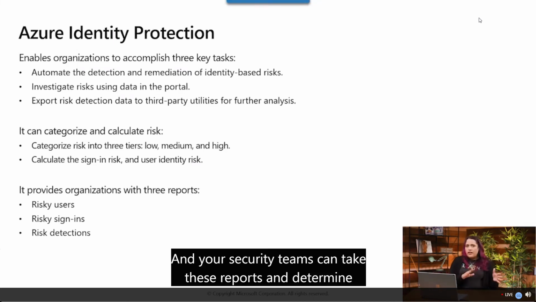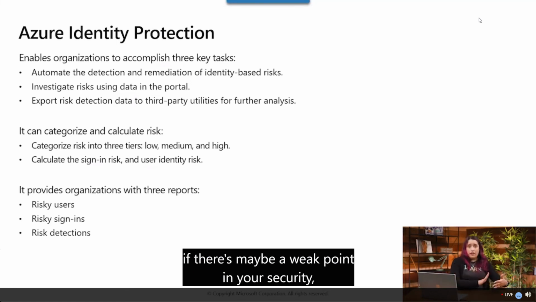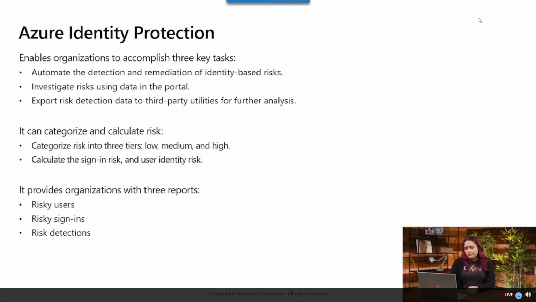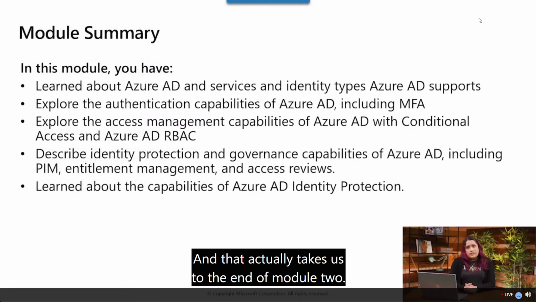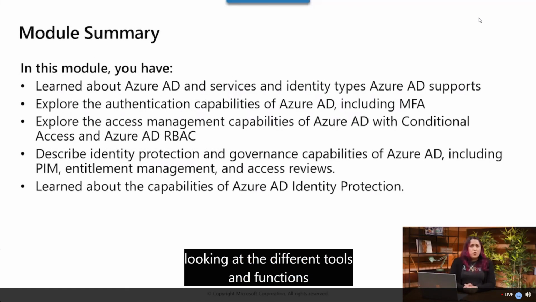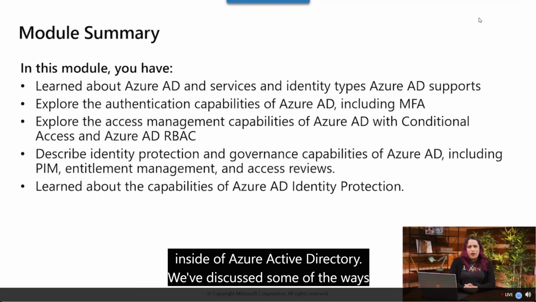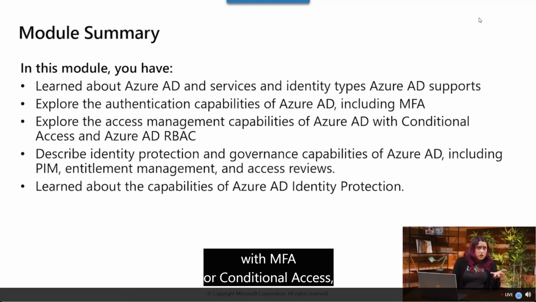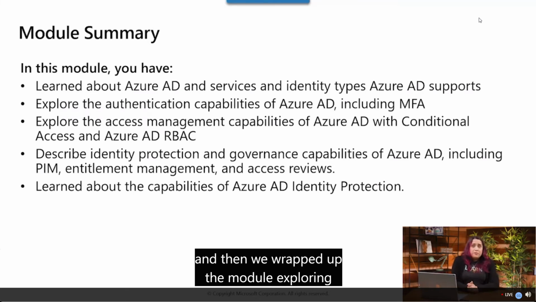And your security team can take these reports and determine if there's maybe a weak point in your security, or you can even investigate these alerts even more. And that actually takes us to the end of Module 2. We got to spend some quality time looking at the different tools and functions inside of Azure Active Directory. We've discussed some of the ways that Azure Active Directory can help protect your environment with MFA or conditional access. And then we wrapped up the module exploring some of the different governance tools.